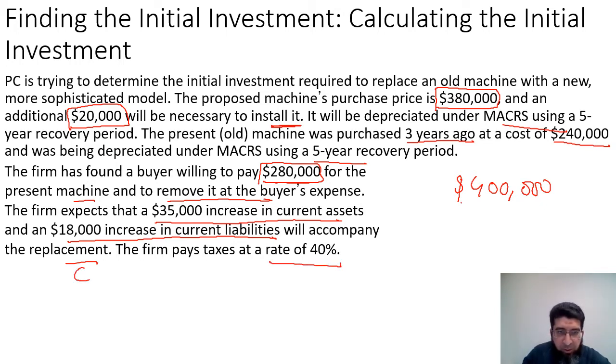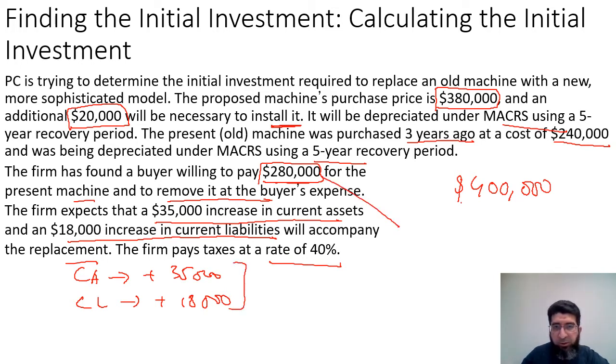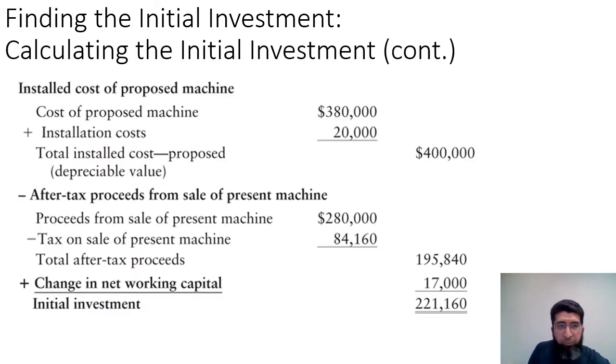So we can see that current assets will increase by $35,000 and current liabilities will also increase by $18,000. Apart from that, the $280,000 is the sale price. So let's look at how to formulate the initial investment. We have the cost of the proposed machine, $380,000, and installation cost $20,000, which becomes $400,000.